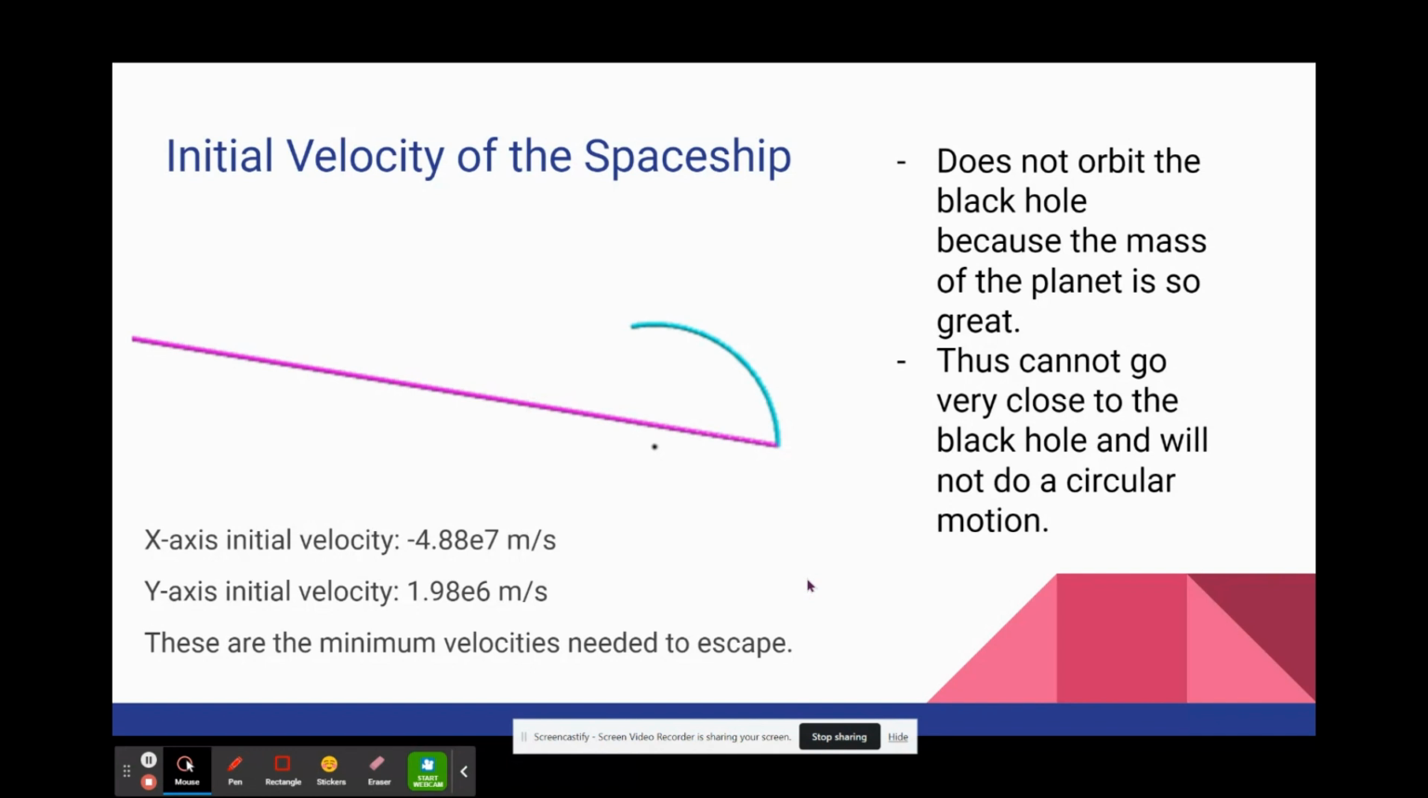Otherwise, it will crash. So I found that the x-axis initial velocity is, and this is with direction, negative 4.88 times 10 to the 7th meters per second, while the y-axis is 1.98 times 10 to the 6th meters per second. And these are the minimum velocities needed to escape. Again, I had a hard time calculating this because of the mass that my email generated. So this is why it does not orbit.